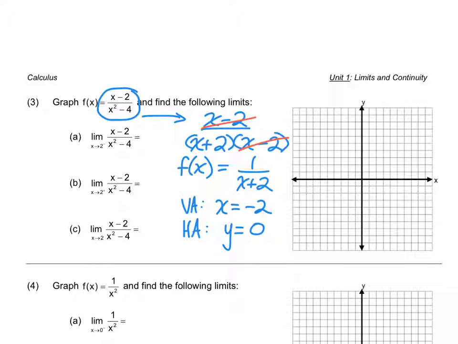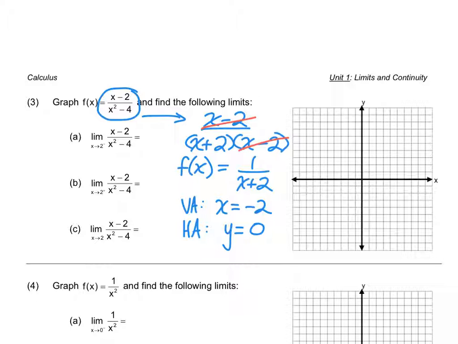Plug it into the calculator, look at the picture. That works. Another way to do it is to look at the powers. If the power is smaller on the top, so the power of x, right? The power of x is 0 on the top because there's no x there. Power of x is 1 on the bottom. Power is smaller on the top than it is on the bottom. That's the rule dictating why the horizontal asymptote is y equals 0.